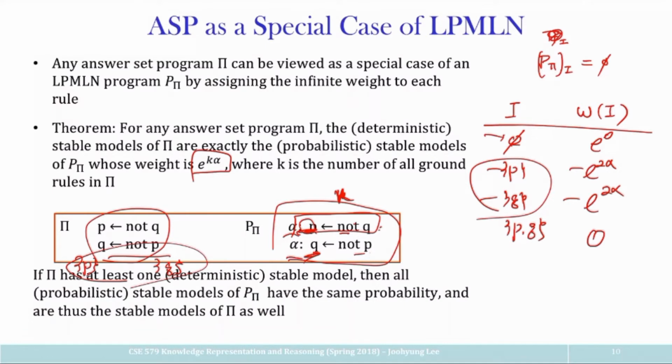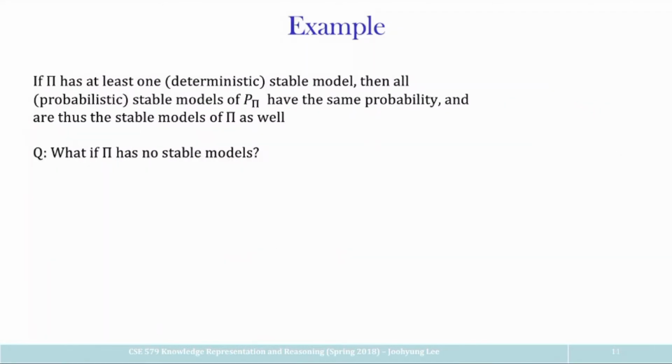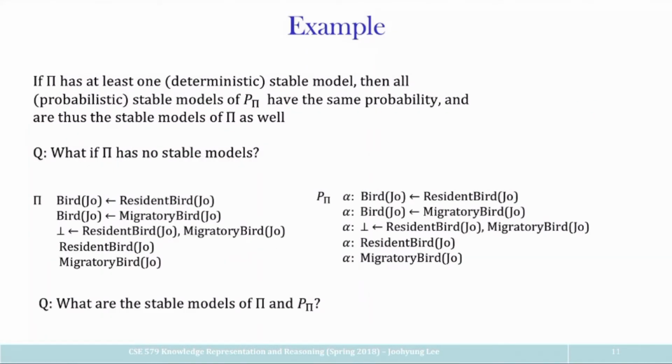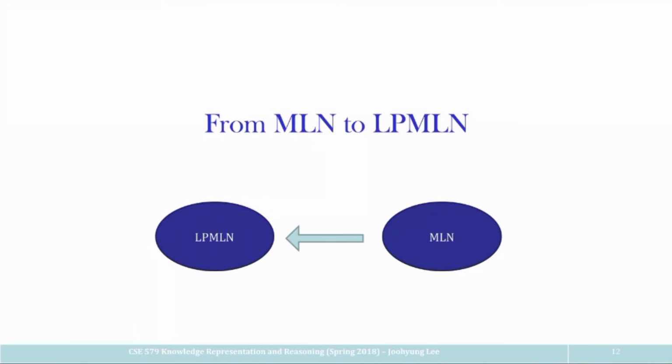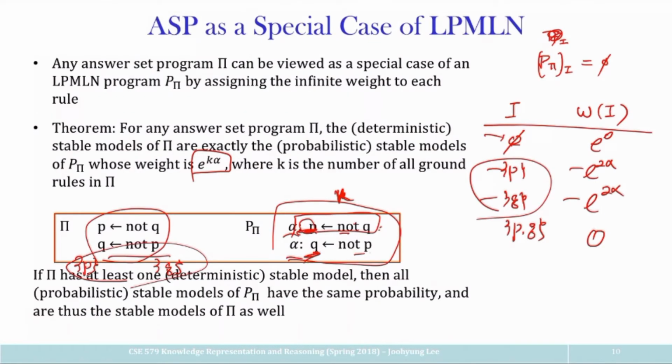All right, so another thing is this. If pi has at least, actually, I should skip these things. Okay, this is actually incorrect, so let me skip this discussion. But anyway, so from ASP to MLN, we know that we can use the, actually no, something is, okay, let me add something here, which is actually a bit tricky.